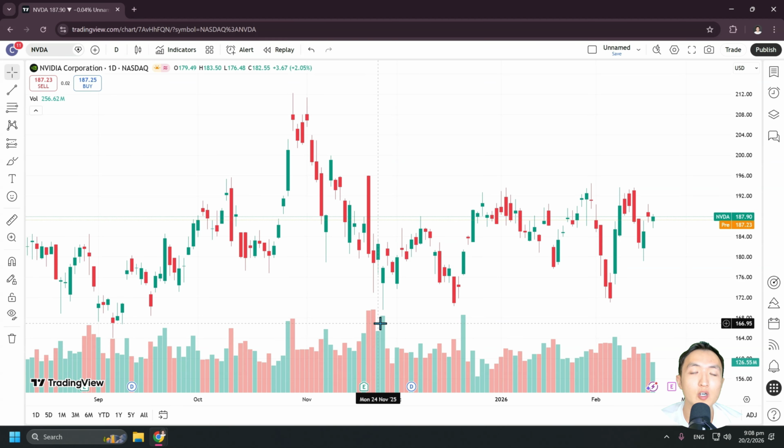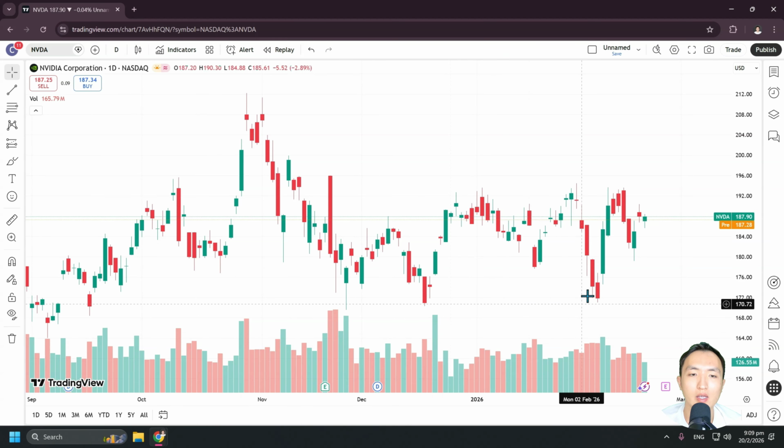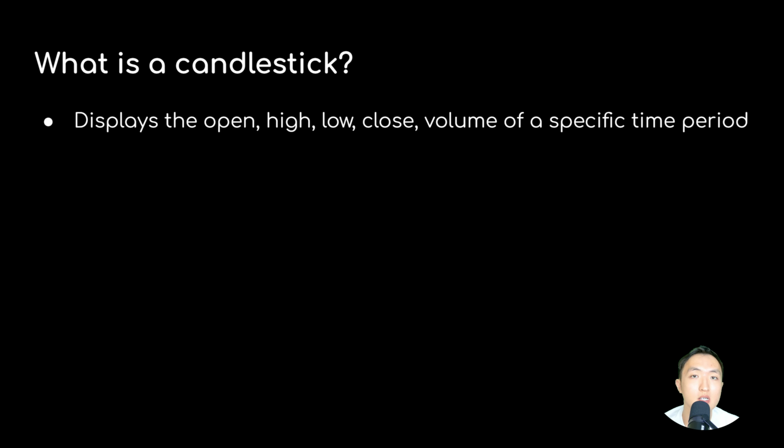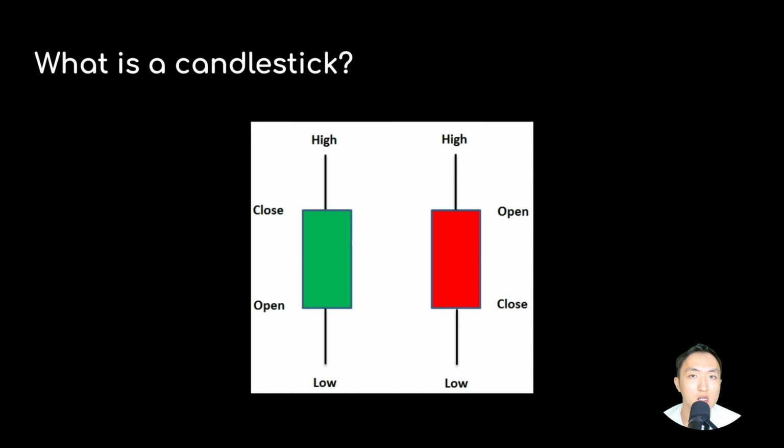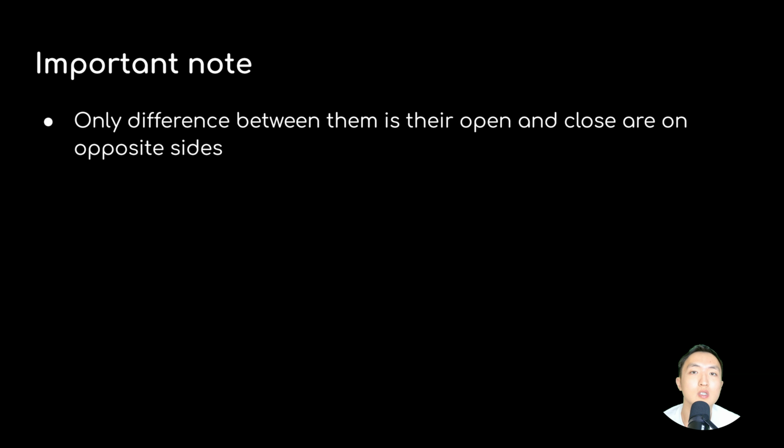Moving on, let's talk about what a candlestick is. A candlestick chart looks something like this. The red and green bars that make up this chart are individual candlesticks. A candlestick displays the open, high, low, close, and volume of a specific time period. A green candlestick is where its close is greater than its open, and a red candlestick is when its close is below its open. Important note, the only difference between them is that their open and close are on opposite sides.